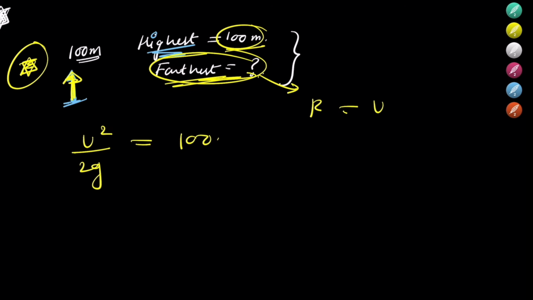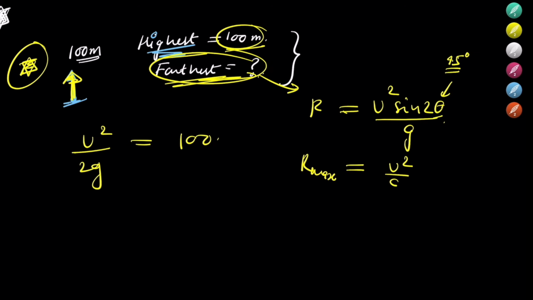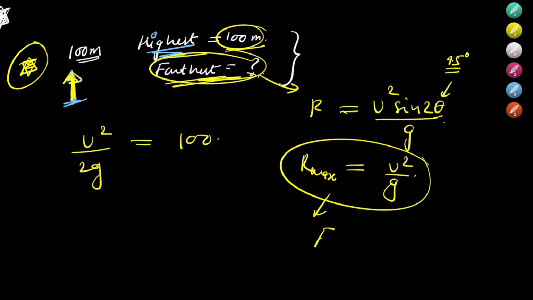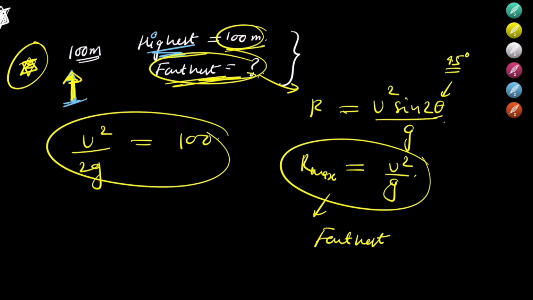Range formula you all remember: u square sine 2 theta by g. Maximum range happens for theta 45 degree. So 2 theta will become 90 degree, sine 90 will become 1. Maximum range will be u square by g. That is the farthest you can throw. So u square by 2g is 100, so u square by g will become how much? 200 meter.